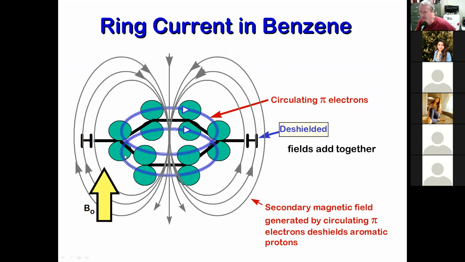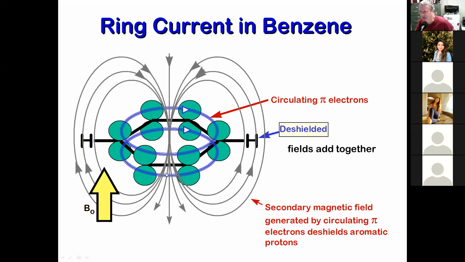So think about it this way. We have an applied field. We have a magnet. It is creating a circulating motion of the electrons. There's a bunch of electrons, right? You've got six electrons in the pi bonds, and they are circulating. The magnet causes the circulation of the electrons. Okay.